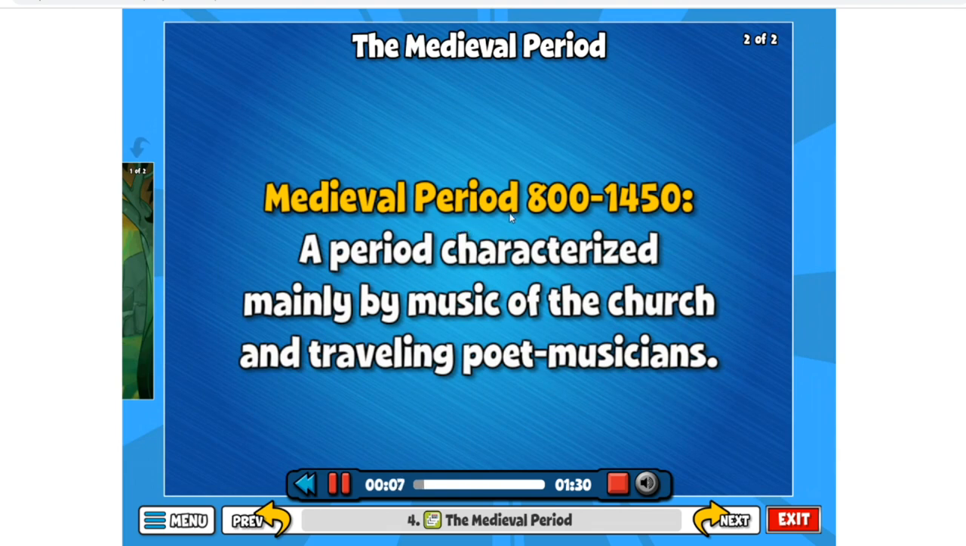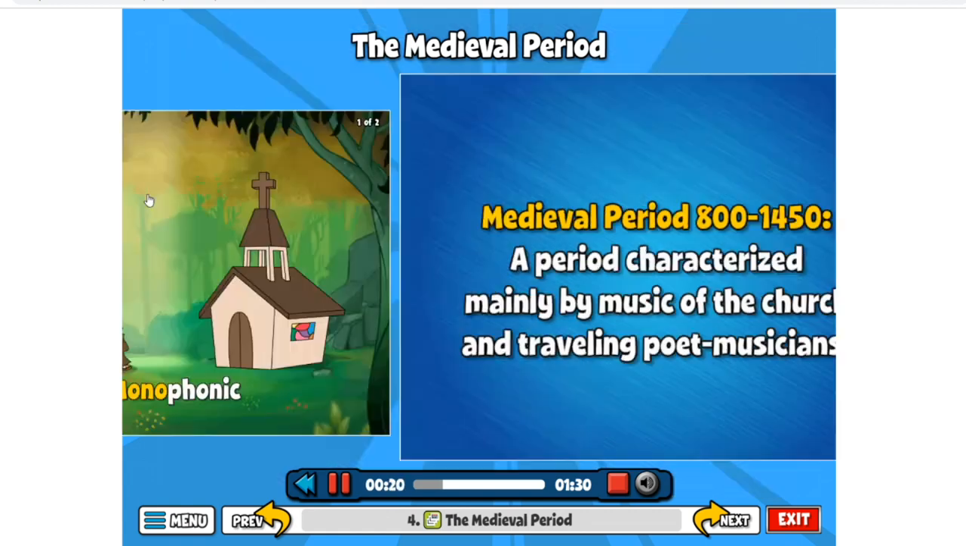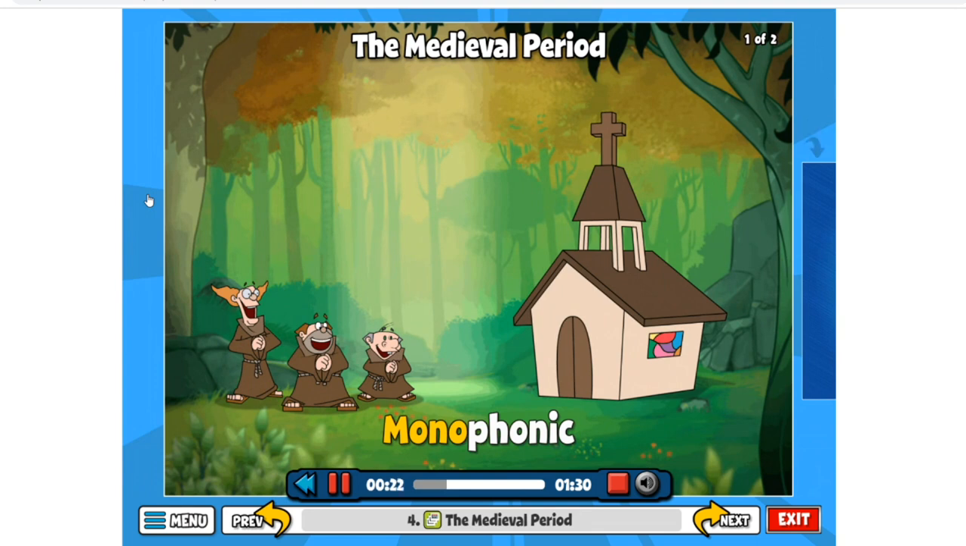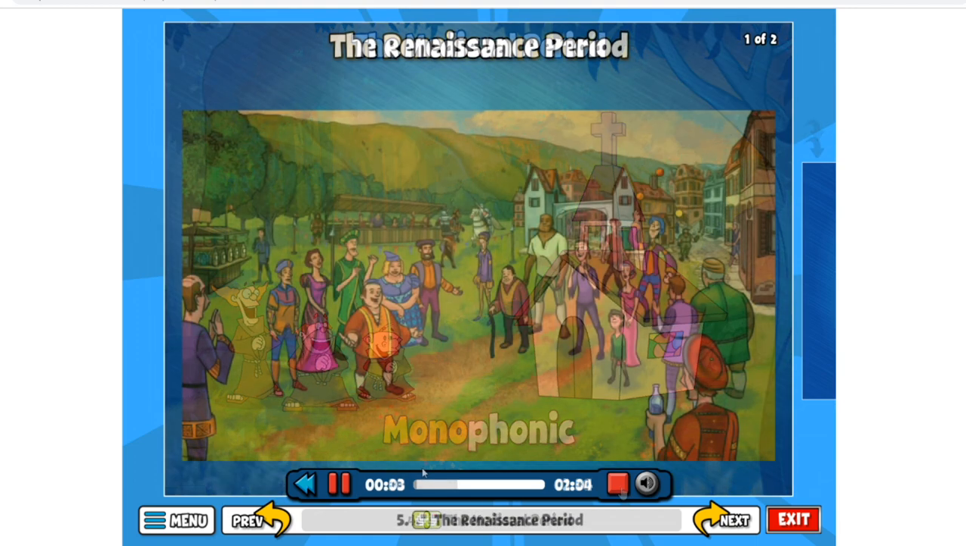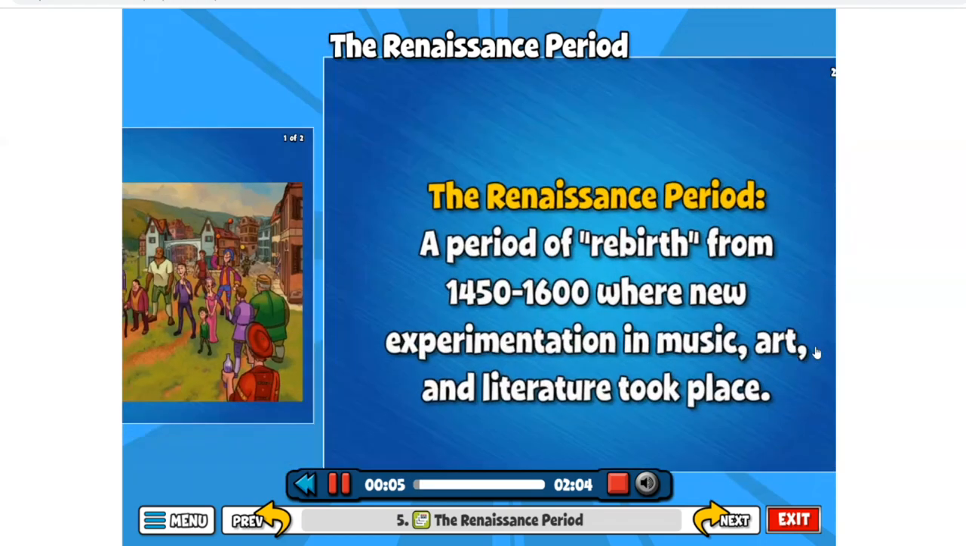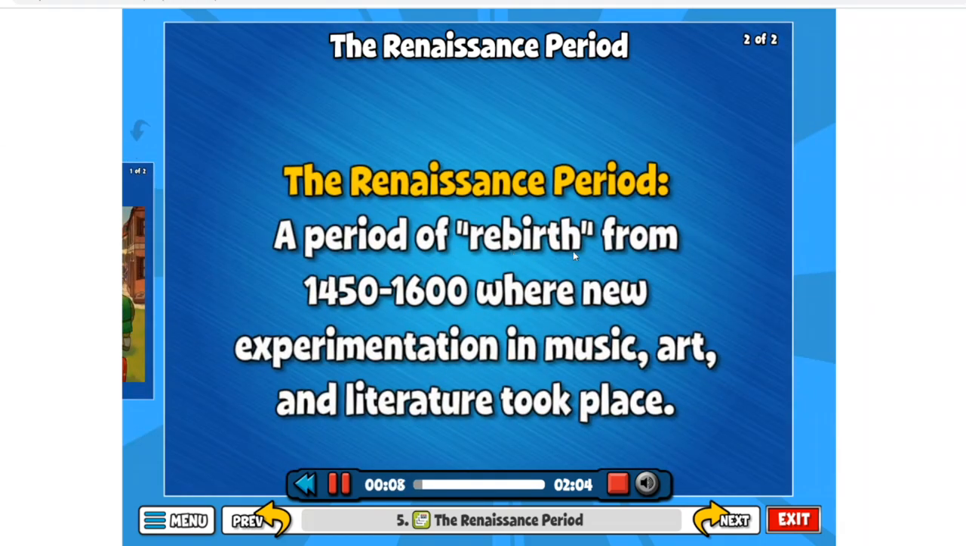The medieval period, 800 through 1450. A period characterized mainly by music of the church and traveling poet musicians. The Renaissance period, a period of rebirth from 1450 through 1600, where new experimentation in music, art, and literature took place.